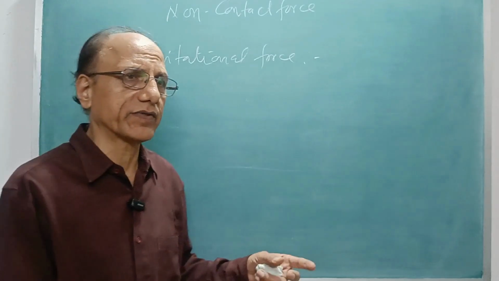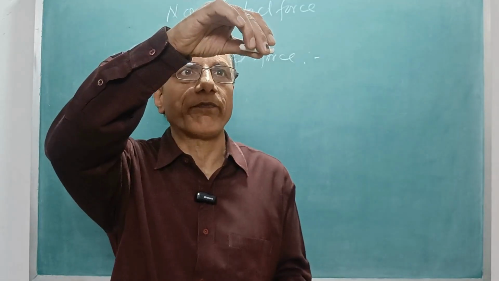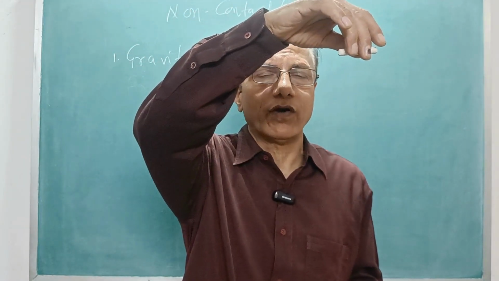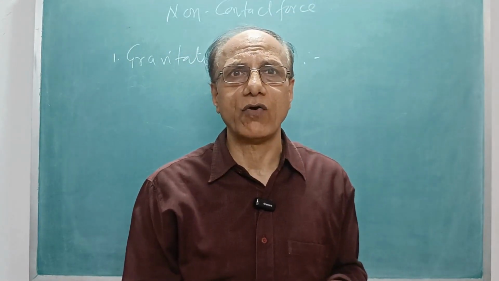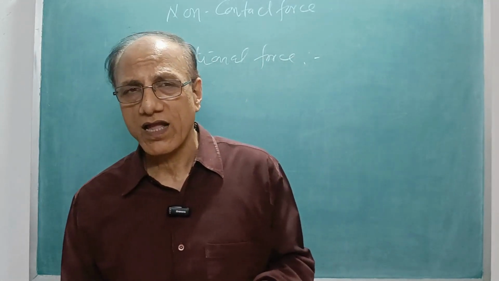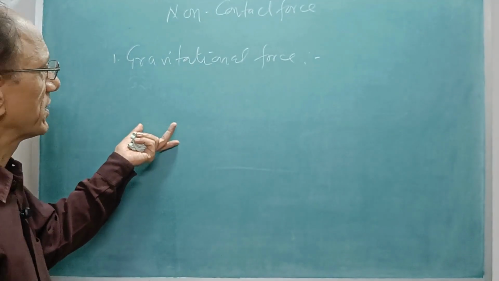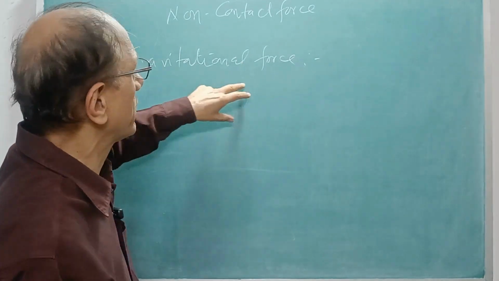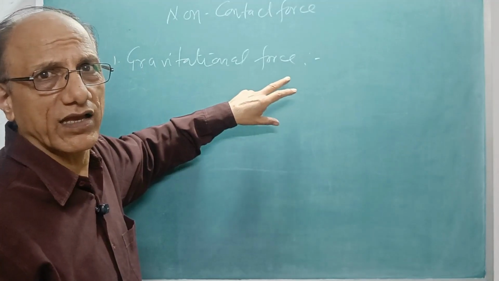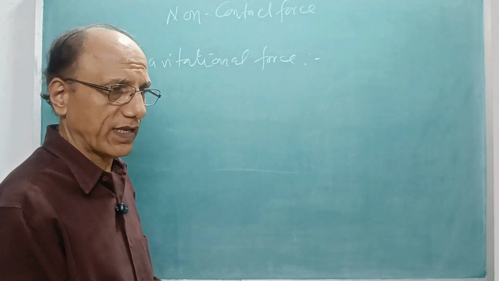But the gravitational force is so small that it is not visible that way. But when you leave a book or a ball, then it goes down to the earth. That means the earth is pulling the ball. So the force due to gravitation is making these things fall down.